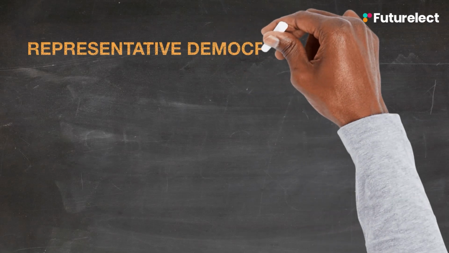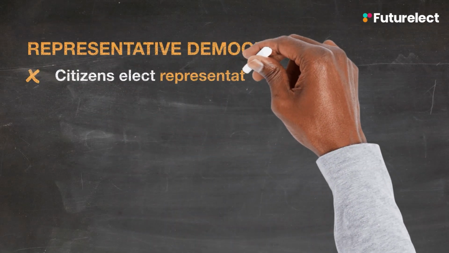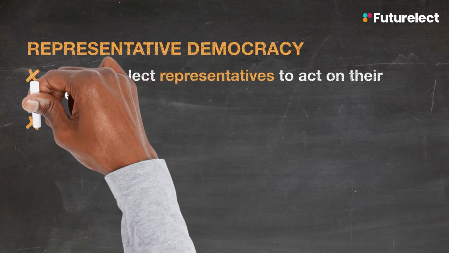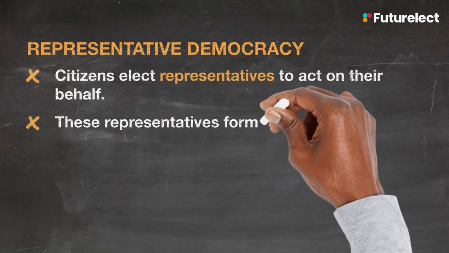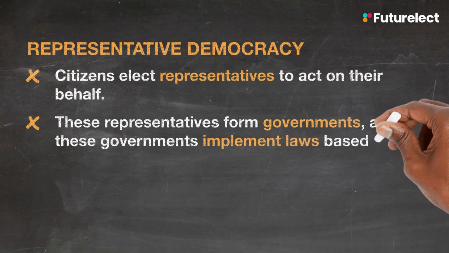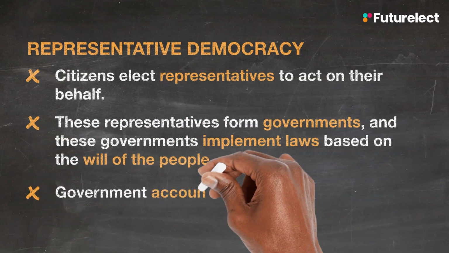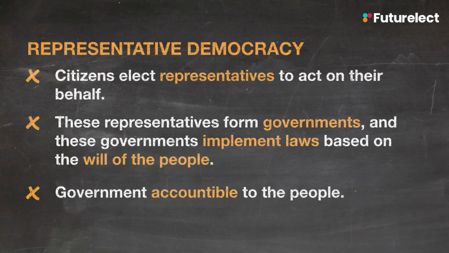Then there's a representative democracy. Here, citizens elect representatives to act on their behalf. These representatives form governments, and these governments implement laws based on the will of the people. This makes them accountable to those who elected them into power. Most modern democracies operate under this system.